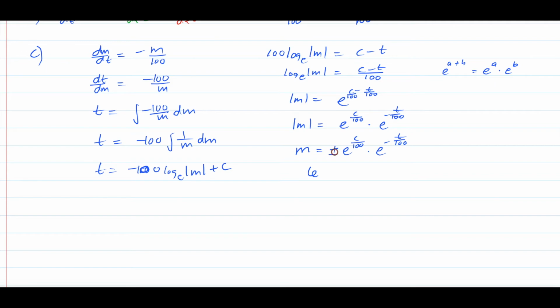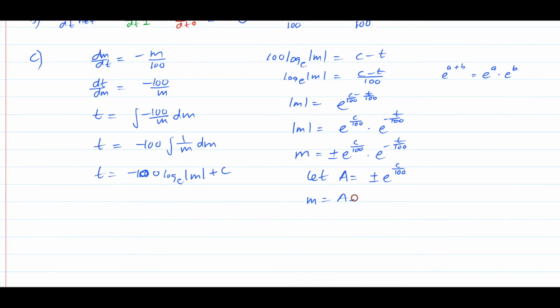We're going to have to take out one of the plus minus anyway, so you can just let a equal plus minus e to the power of c over 100, and that just solves the headache. Whereas with the first technique, you actually have to justify where you get the mod. In this case, you just let a equal this, and when you sub in the numbers, the a solves itself. So m equals a e to the power of negative t over 100, where a is pretty much replacing this, and the exponential is still there.